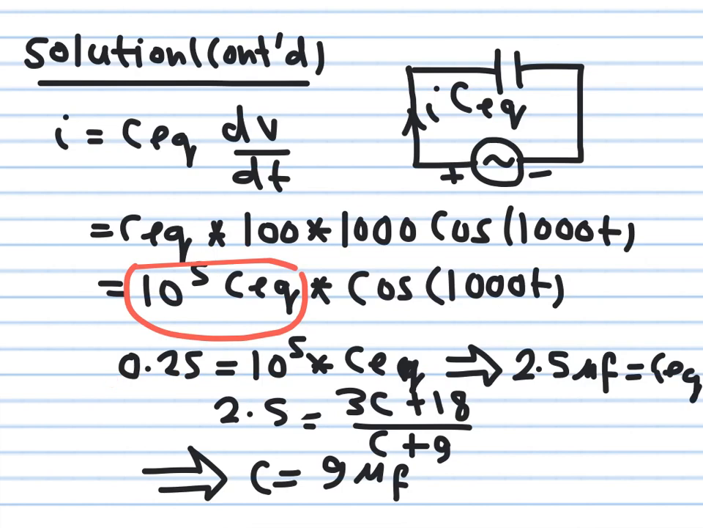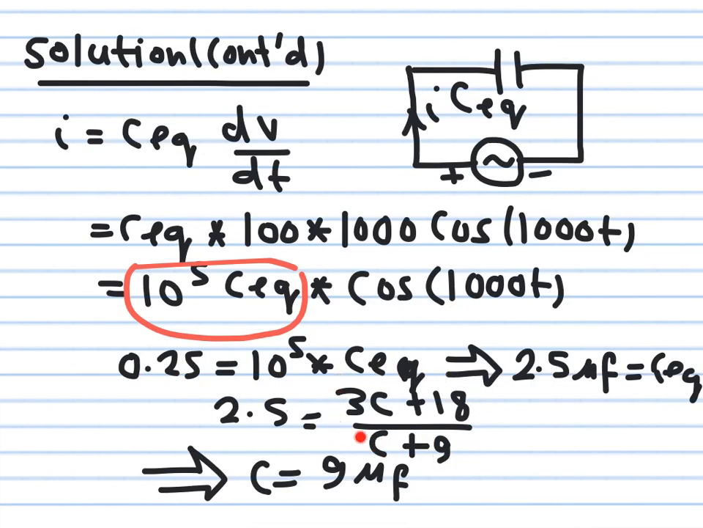Or I can simply divide this by 10 to the power 5. This becomes 10 to the minus 5. I can take also 10 to the minus 1 and write this as 2.5 microfarad to be equal to C equivalent. Why do I write it this way? Because I have already C equivalent in microfarad. It is 3C plus 18 over C plus 9. So I'm going to equate 3C plus 18 over C plus 9 to 2.5, not 2.5 multiplied by 10 to the minus 6, because I know that this already is in microfarad.